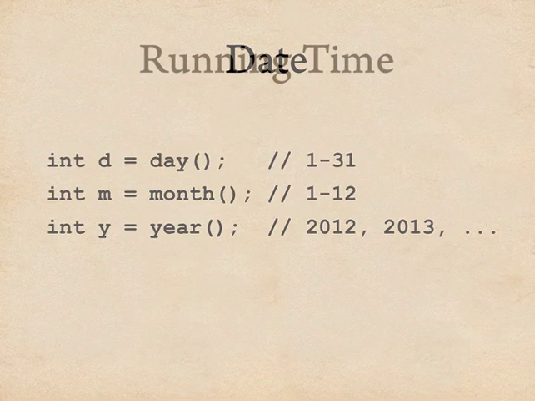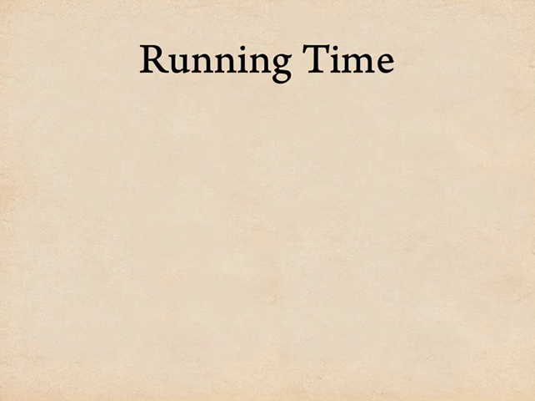There's one more thing that's really useful to know, and that's how long your program has been running. There's a function called millis. It returns an integer, and it tells you how many milliseconds, or thousandths of a second, have elapsed since the time your program started. So let's see this visually.